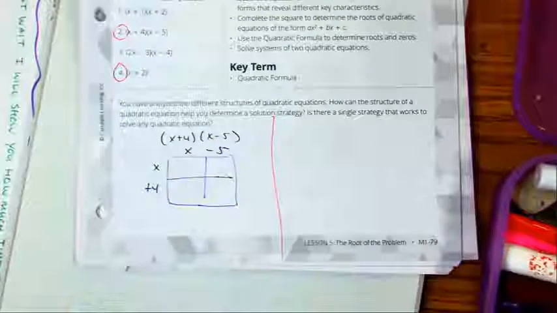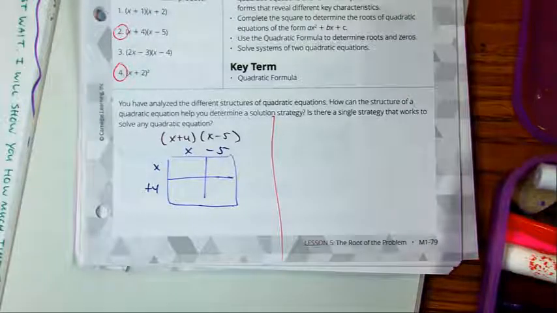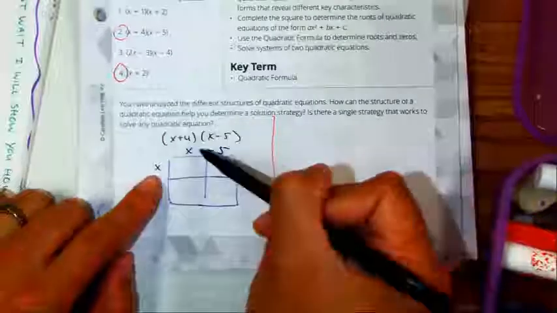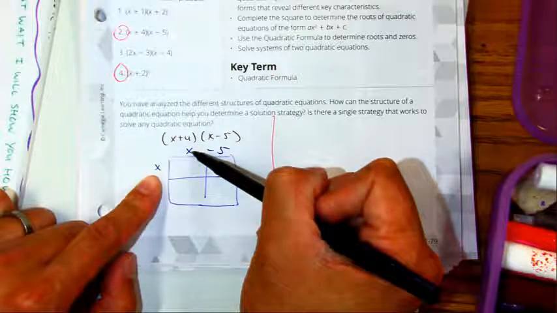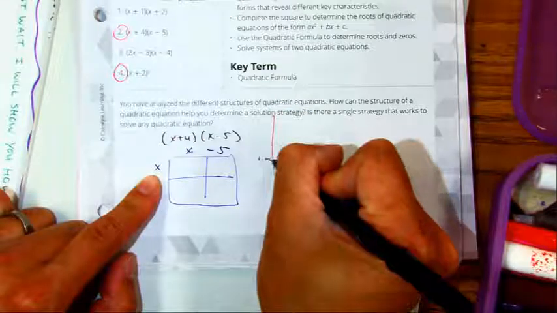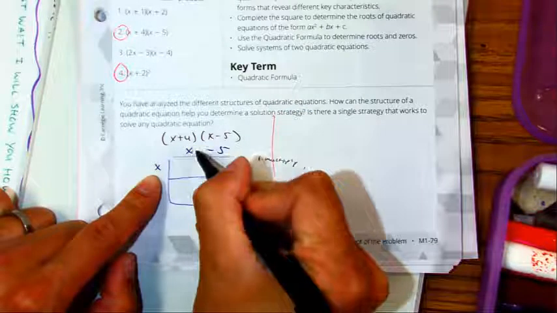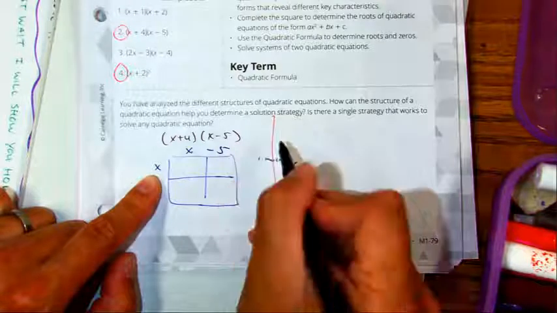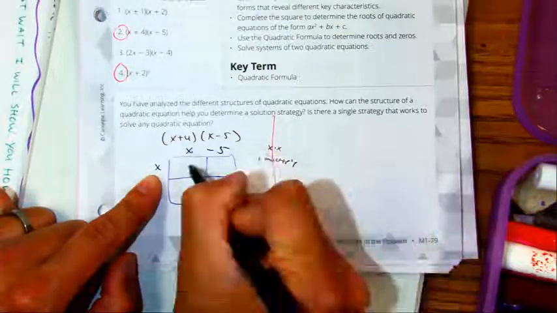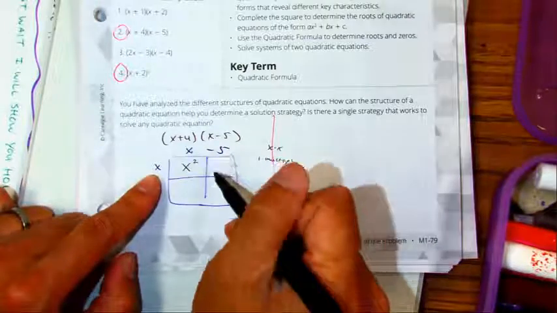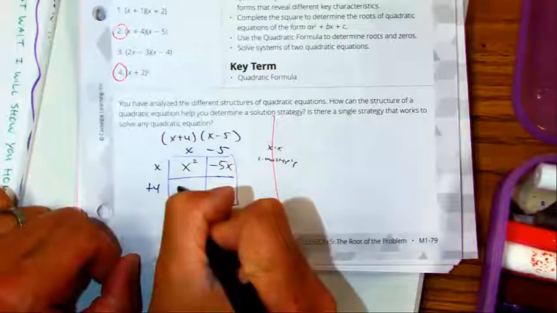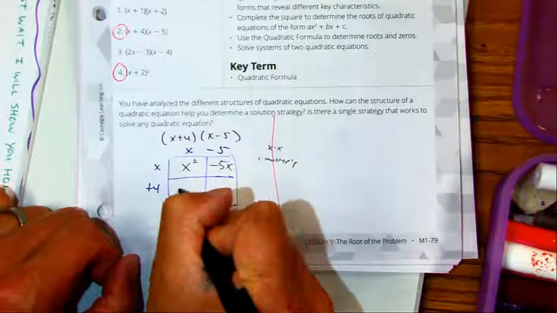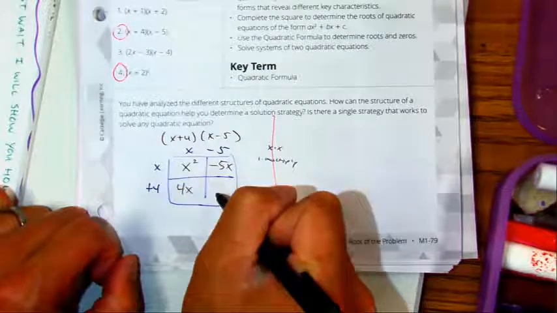Alright, tell me what to do. Top left is x. So what math operation are we doing? Are we adding or multiplying? We are multiplying. Alright, multiply x times x. So you have x squared. It's negative 5x. Correct. 4x. Yes. Positive or negative?